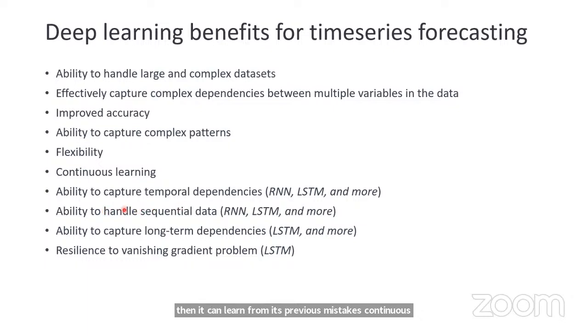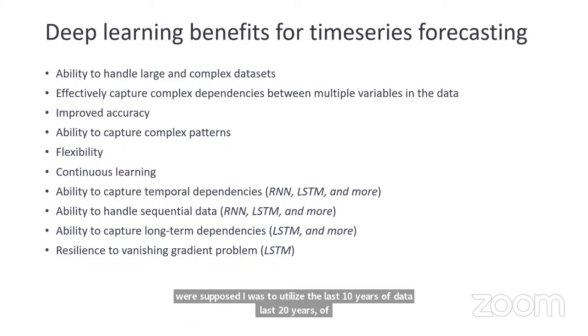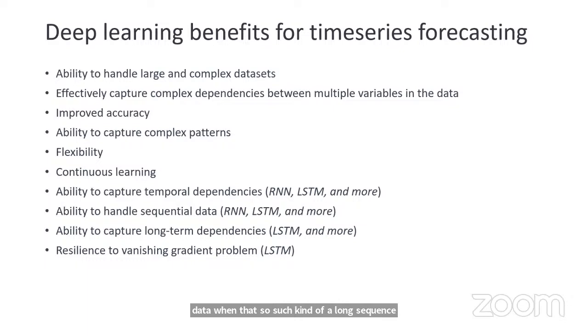Another important thing for time series is temporal dependencies. In the case of statistical methods, when the dataset or sequence grows a lot, for example if I want to utilize the last 10 or 20 years of data, such long sequence dependencies, or temporal dependencies, cannot be captured by a statistical model. A statistical model can capture up to some limit, and not beyond that. But a neural network has the ability to capture long sequence dependencies. There is also a problem called vanishing gradient that we will talk about later, but these are some of the benefits of deep learning in time series.